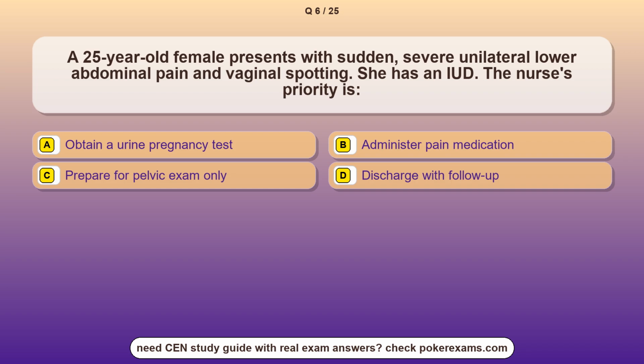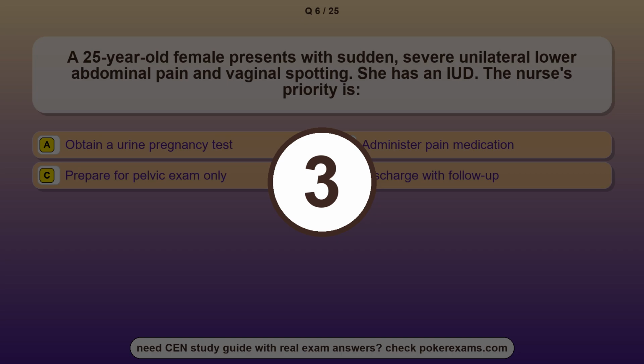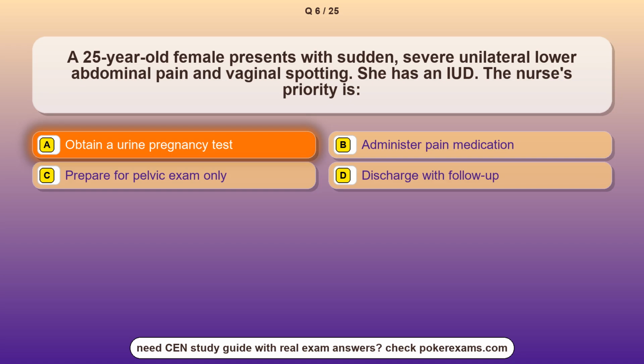Question 6. A 25-year-old female presents with sudden, severe unilateral lower abdominal pain and vaginal spotting. She has an IUD. The nurse's priority is: Option A. Obtain a urine pregnancy test. Option B. Administer pain medication. Option C. Prepare for pelvic exam only. Option D. Discharge with follow-up. The correct answer is option A. Obtain a urine pregnancy test.